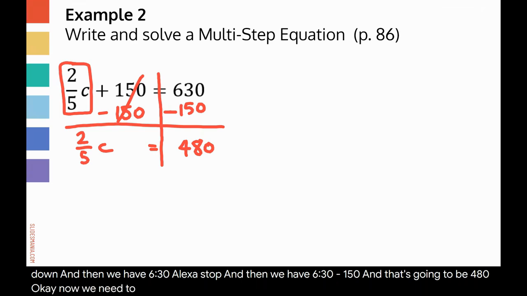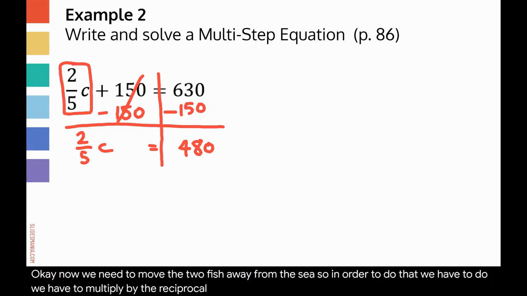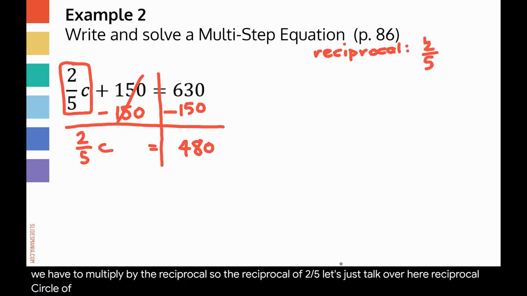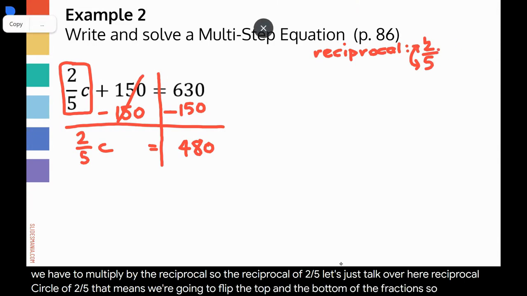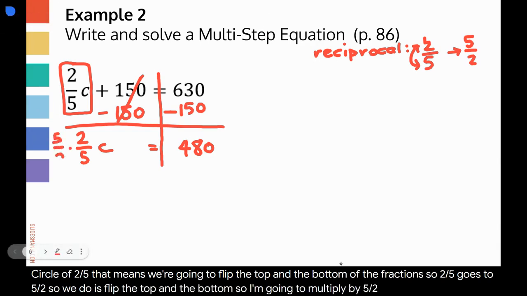Okay, now we need to move the 2/5 away from the C. So in order to do that, we have to multiply by the reciprocal. So the reciprocal of 2/5, let's just talk over here, reciprocal. So the reciprocal of 2/5, that means we're going to flip the top and the bottom of the fraction. So 2/5 goes to 5/2. So all we do is flip the top and the bottom. So I'm going to multiply by 5/2 on both sides.